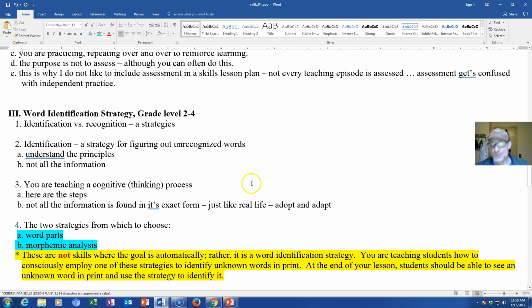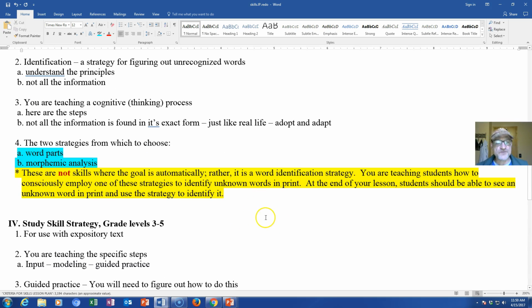This is just like real life. Real life is not a template. When you get out there in the classroom, you have to understand these principles and be able to use them in a variety of settings and situations. That's called transferring knowledge from here to there. There are two strategies from which to choose: word parts and morphemic analysis. And again, these are not skills, but word identification strategies. You are teaching students how to consciously employ one of these strategies to identify unknown words, all right?